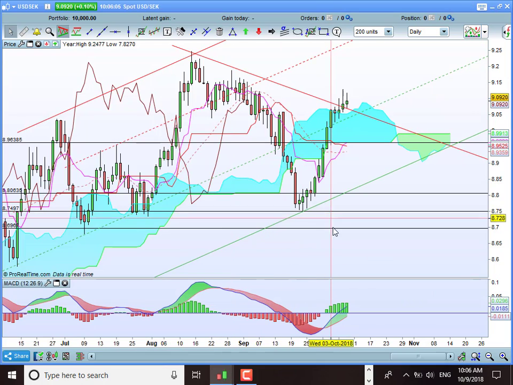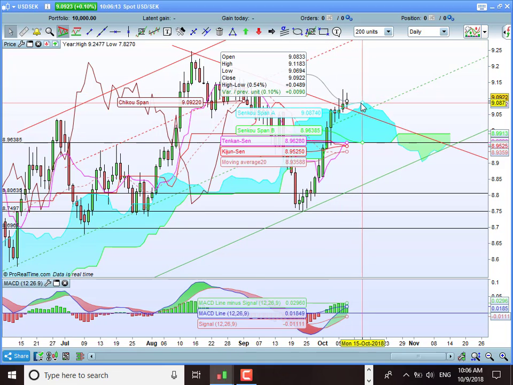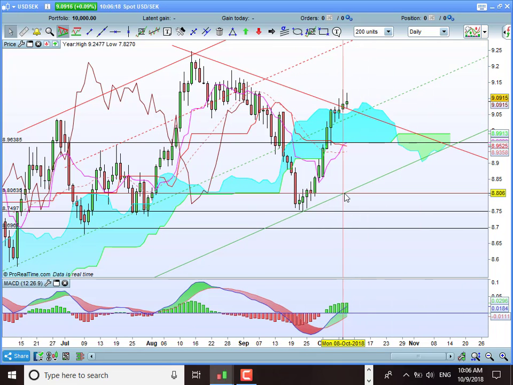US dollar Swedish krona, very similar, rebounded from all cloud chart support levels, broke past the bottom of the cloud. Now the top side of the cloud is a major resistance zone, 9.087. At the top end of the cloud there, resistance.